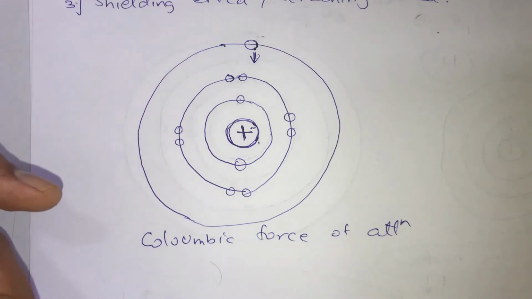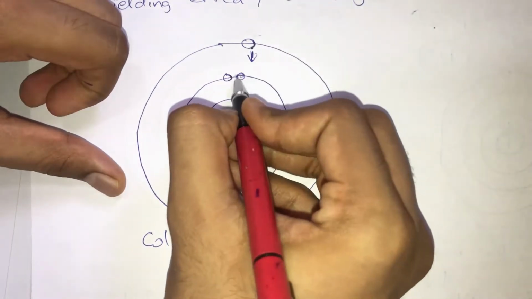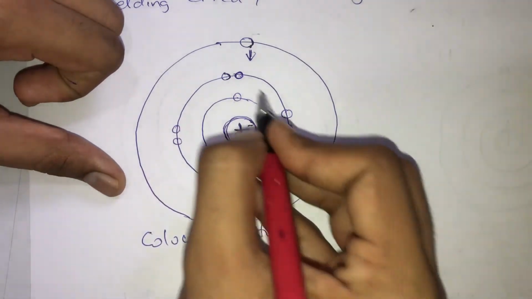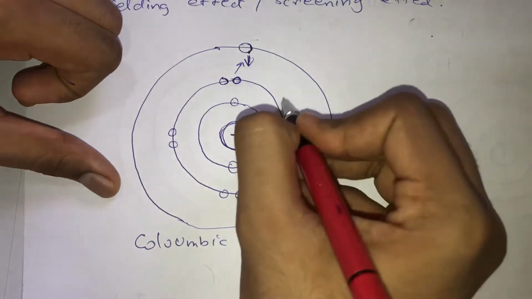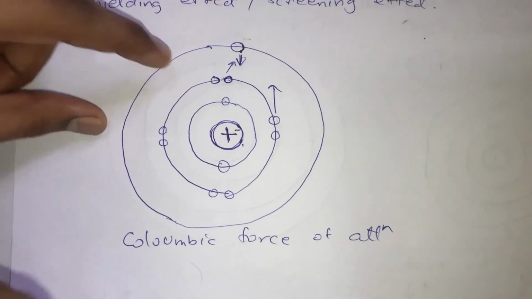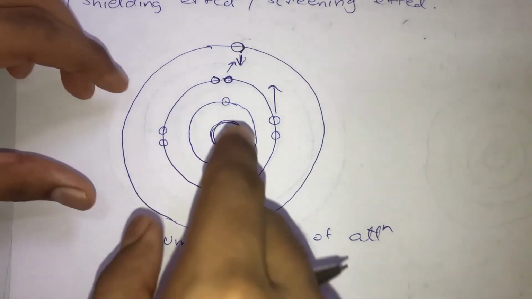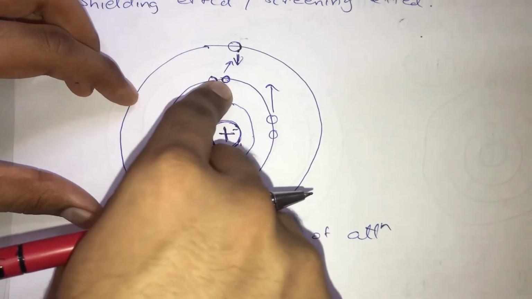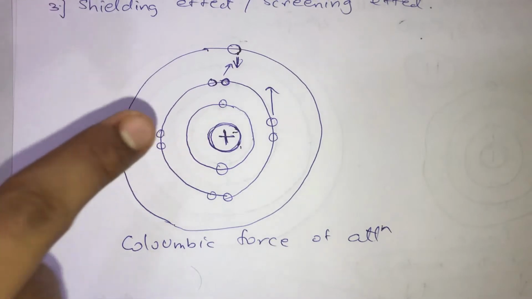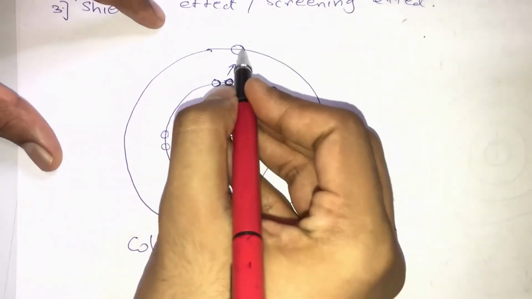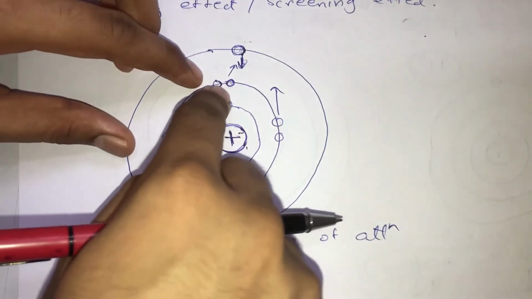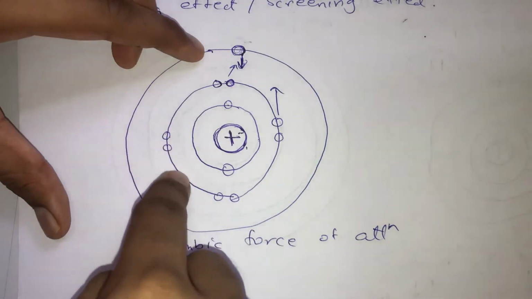But while it is attracting, the electrons which are present inside the second energy level are going to repel this electron away. Why are they going to repel? Because these electrons are negatively charged and this electron is also negatively charged, and as we all know, like charges repel each other. So whenever this electron tries to come closer to the nucleus, it will be repelled by the electrons present in the inner energy level.